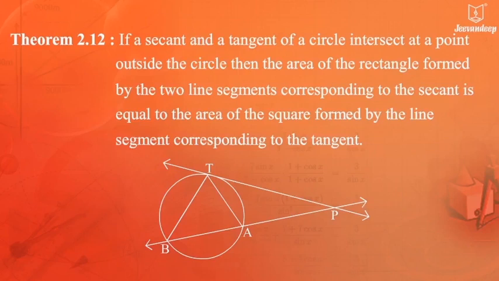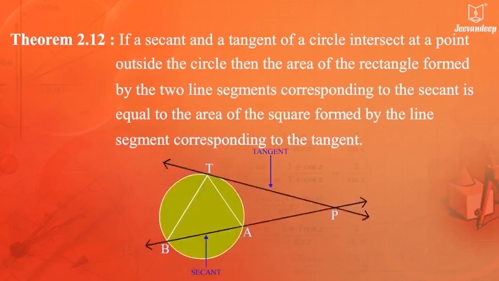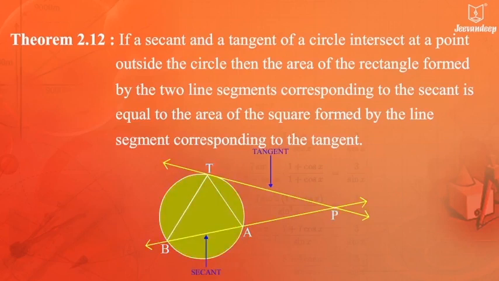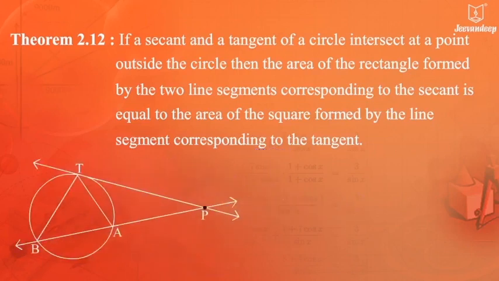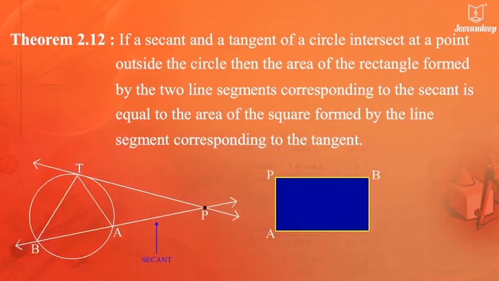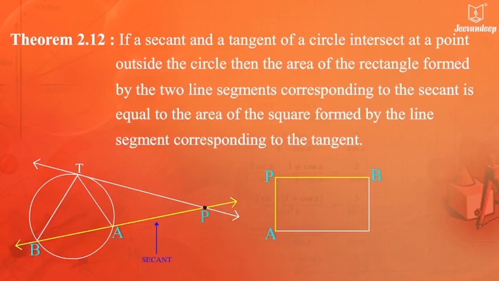Theorem 2.12. If a secant and a tangent of a circle intersect at a point outside the circle, then the area of the rectangle formed by the two line segments corresponding to the secant is equal to the area of the square formed by the line segment corresponding to the tangent.